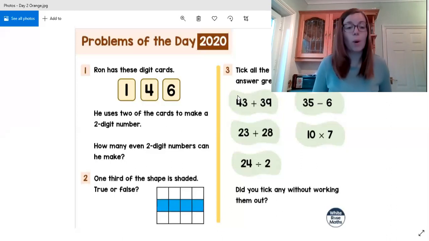And we can remember that when we are timesing by 10, we are moving along the place value. So we would be putting a 0 in the units column on the 7 and making it into 70. So we could see that that one was going to be greater than.